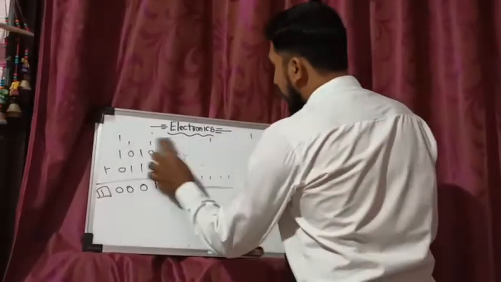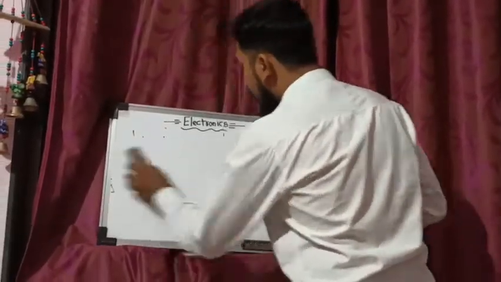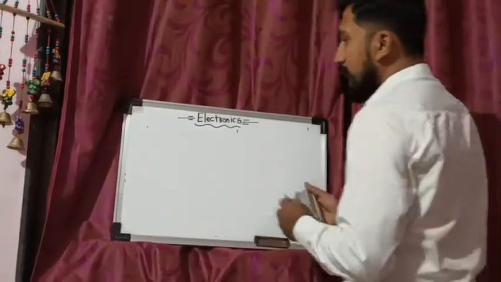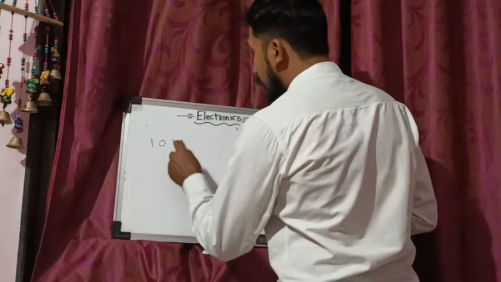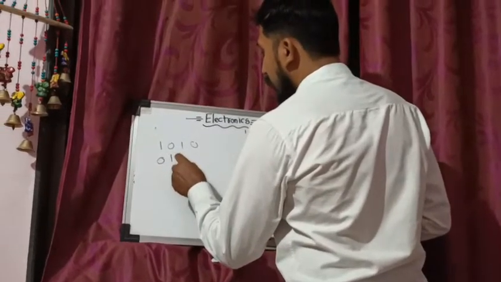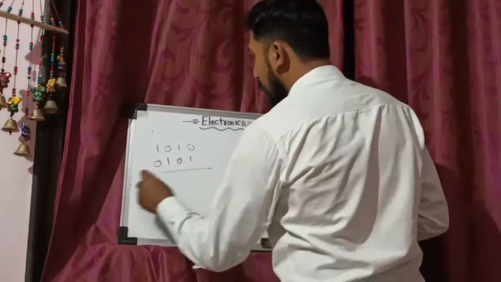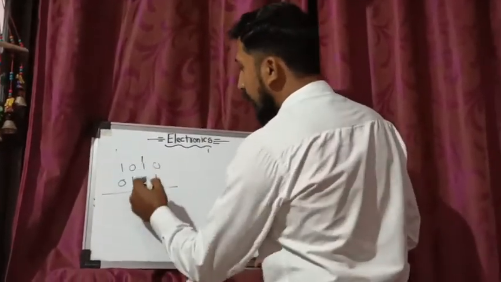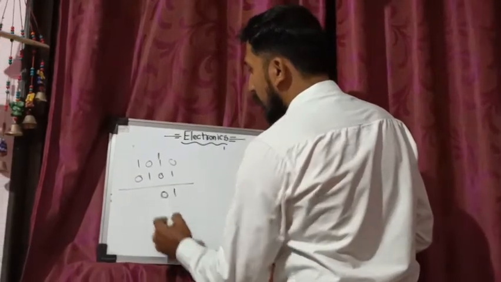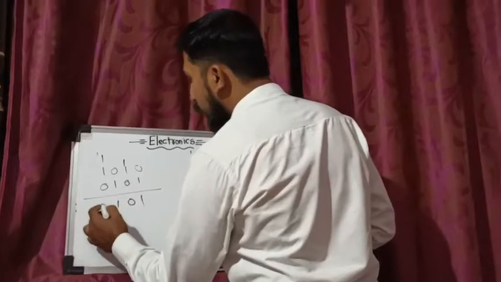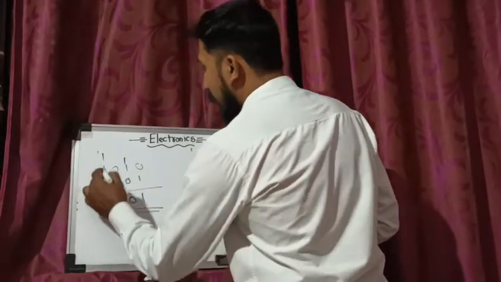Similarly we can perform binary subtraction. So what are the rules for binary subtraction? We have seen them. Now we will do subtraction. So 1 0 1 0 0 1 0 1. What is 0 minus 1? Difference 1, borrow 1. 1 minus 1, 0. Again, what is 0 minus 1? Difference 1 and borrow 1. And what is 1 minus 1? 0.